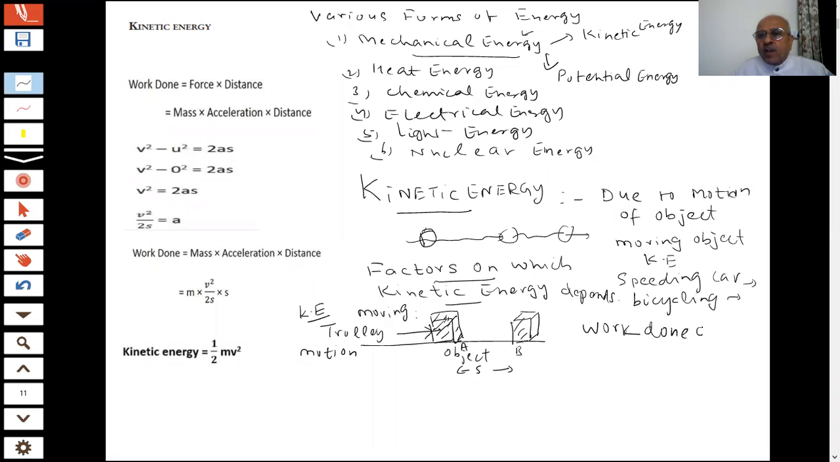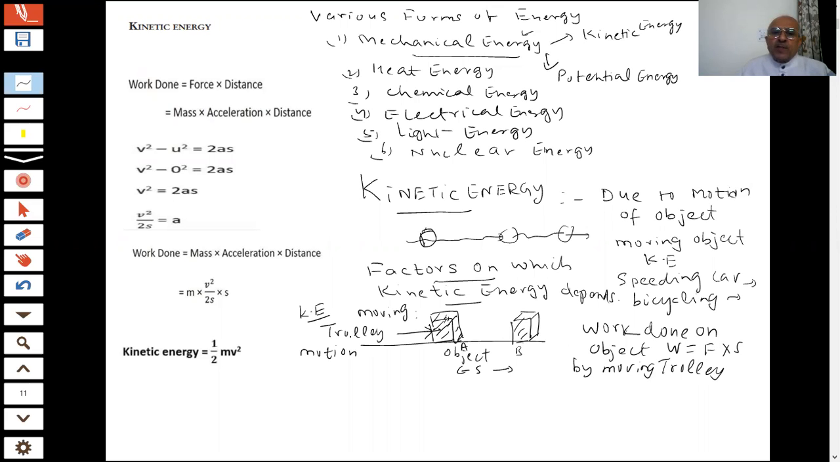Work has been done on the object by the moving trolley. Yes or no? Tell me, how much work has been done? Force into distance. The trolley applied a force on this object and it was displaced by a distance s. And the work done can be calculated by this formula.